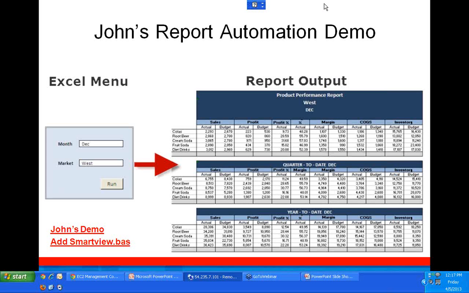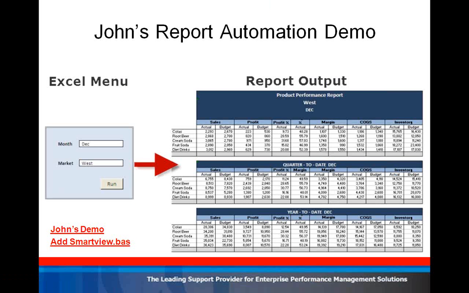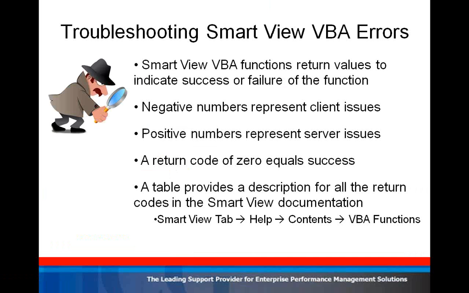So that was John's demo on how to add the Smart View base file so that you can access all these Smart View VBA functions. What about troubleshooting your Smart View VBA errors? So you saw some interesting things like x equals HypConnect. How do I actually determine if my Smart View VBA functions are working, or if I get an error, how do I troubleshoot that? Smart View VBA functions, all of them, return a value that indicates whether they were successful or not.